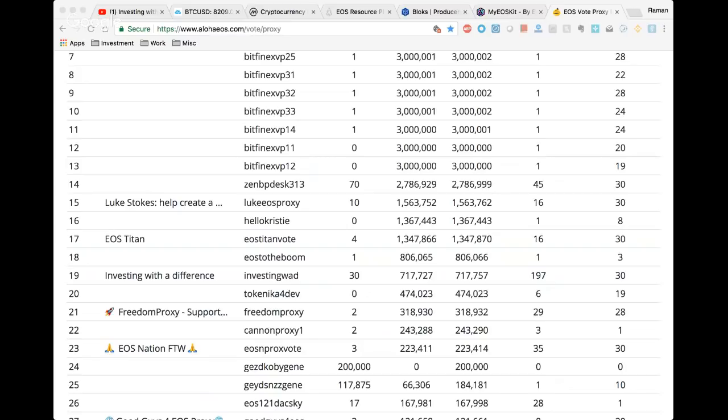So there is another question: where do you stake your EOS to get the highest vote weight? So first of all, let me clarify. For RAM, you don't stake it. For RAM, you spend your EOS and you buy RAM. Of course, you can sell it and get your EOS back. So let's go back to the resources.